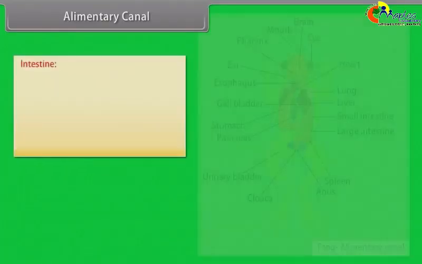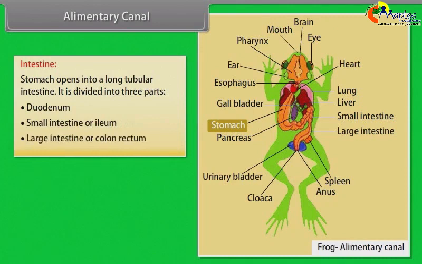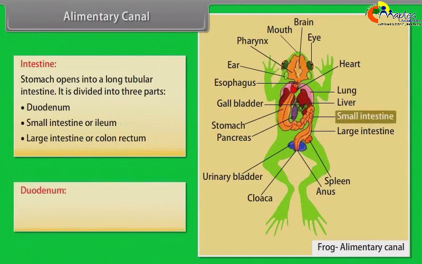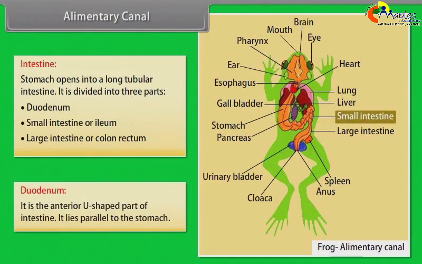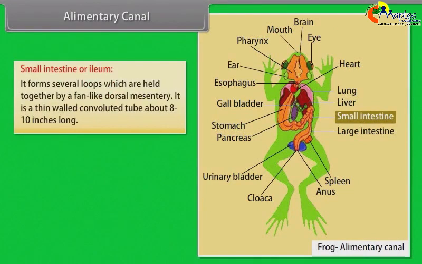Intestine. The stomach opens into a long tubular intestine. It is divided into 3 parts: duodenum, small intestine or ileum, and large intestine or colon rectum. Duodenum. It is the anterior U-shaped part of the intestine. It lies parallel to the stomach. Small intestine or ileum. It forms several loops which are held together by a fan-like dorsal mesentery. It is a thin-walled, convoluted tube about 8 to 10 inches long.